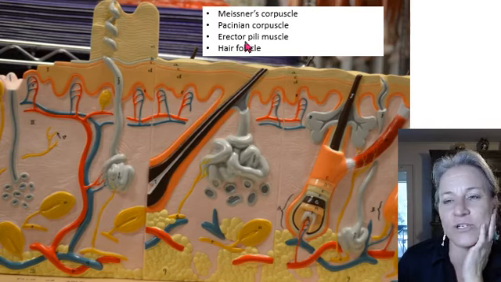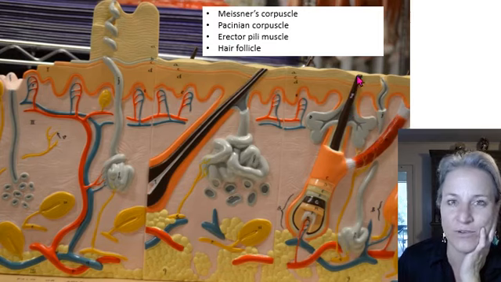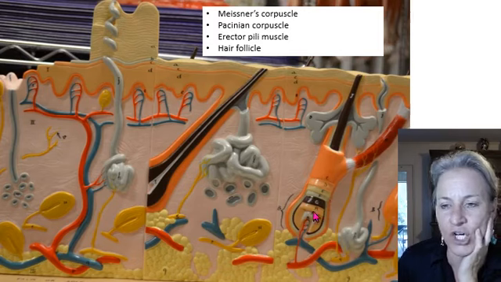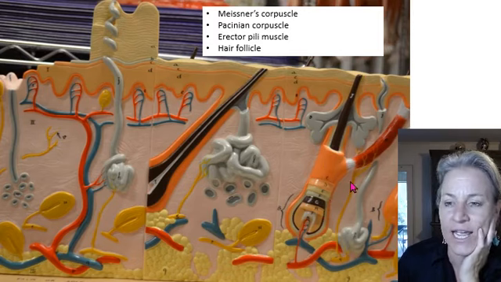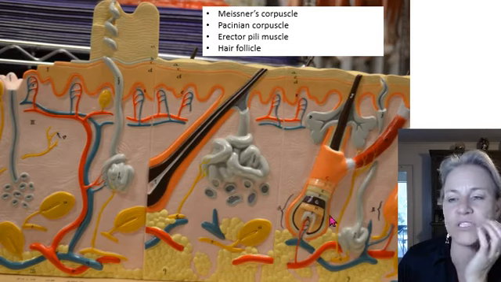Now what else? The erector pili muscle right here, that's what's going to cause the hair to stick up and be responsible for the goosebumps, the chill bumps. And then the hair follicles. So here we have the hair, but all of these layers of epidermis and dermis around the hair make up the hair follicle. So the hair follicle is like the hair plus all these epidermal layers and dermal layers. So this whole structure here is the hair follicle.